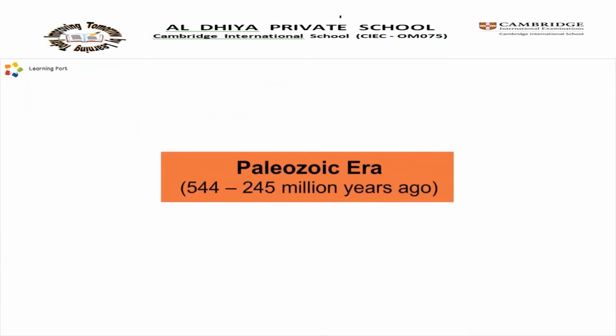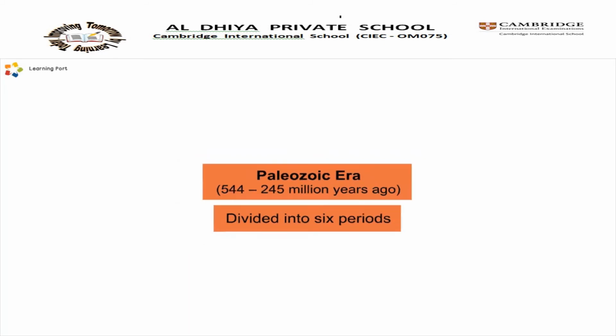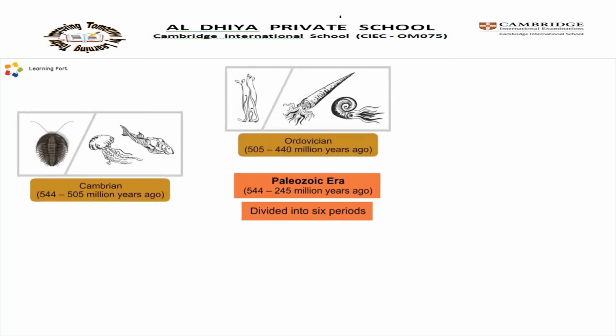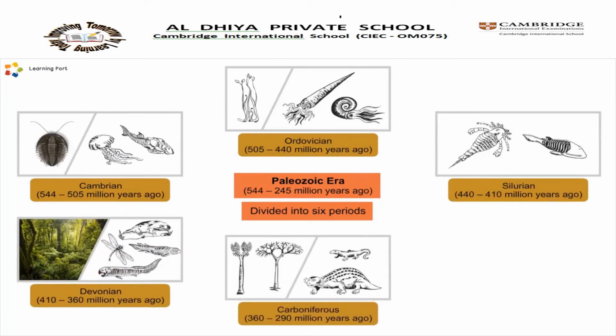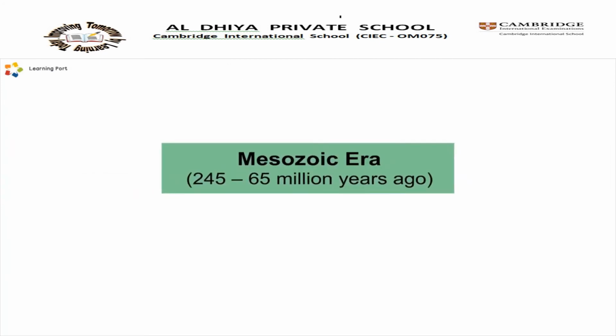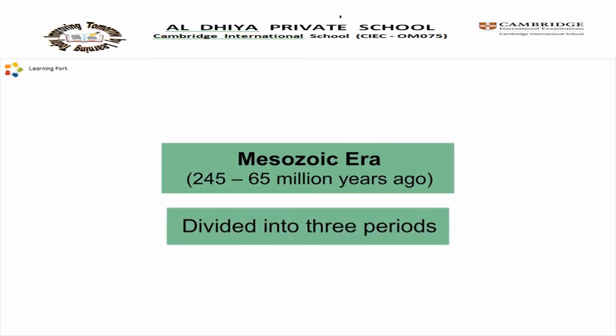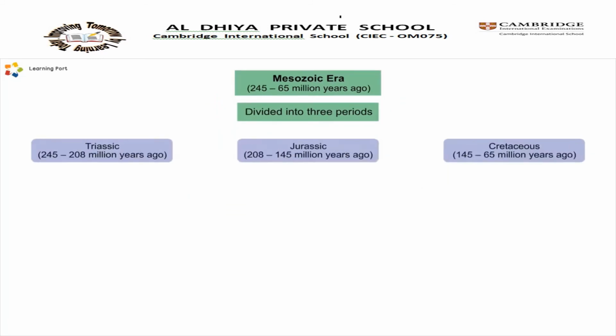The Paleozoic era lasted from 544 to 245 million years ago. It is divided into 6 periods: Cambrian, Ordovician, Silurian, Devonian, Carboniferous, and Permian. The Mesozoic era lasted from 245 to 65 million years ago. It is divided into 3 periods: Triassic, Jurassic, and Cretaceous.